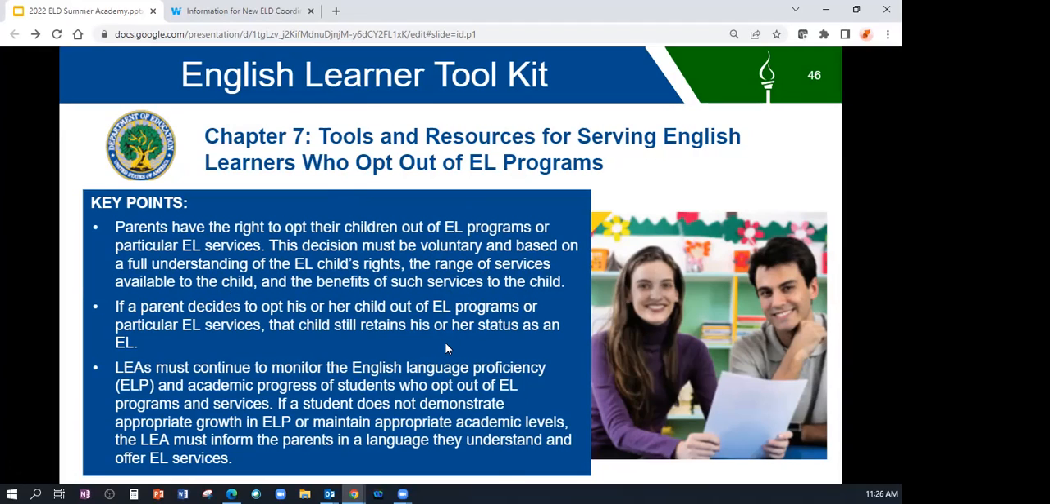If they still decide to opt out, that child still retains his or her status as an English learner, and the local education agency has to continue to monitor the student's proficiency level and their progress and provide some sort of assistance to them. If they don't demonstrate the growth, then you meet with the parents again and say, hey, your kid's not making any progress. They really would benefit from being in an ESL program, and talk to them again about the services that are available based on that data and that information.